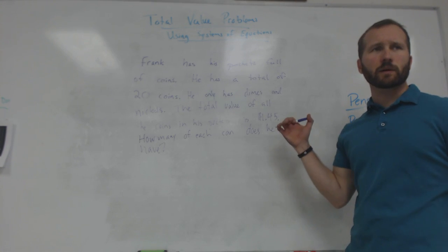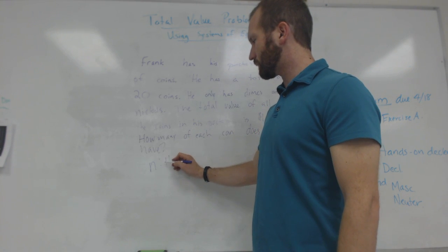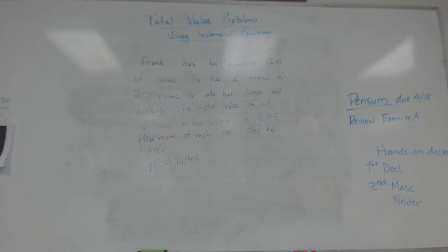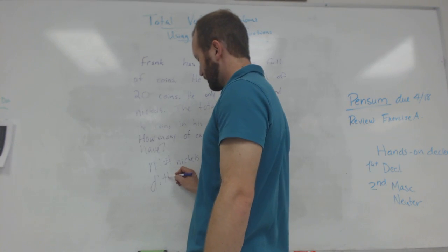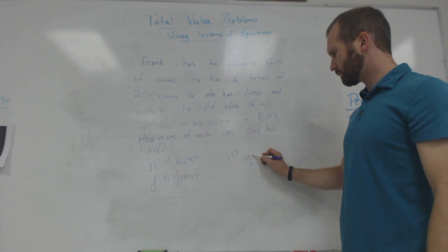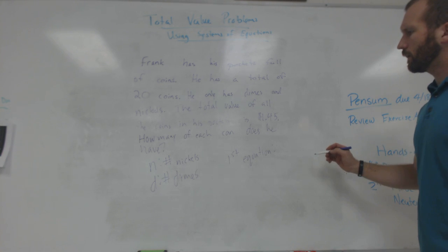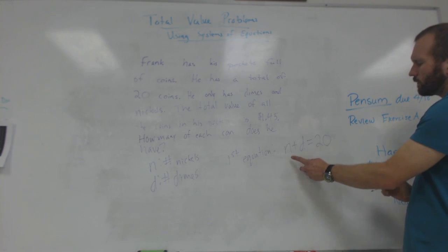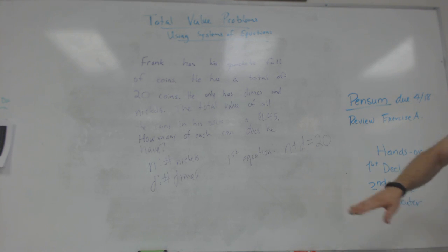So here's one equation that we could write from this. We're going to use n to represent the number of nickels. We're going to use d to represent the number of dimes. So our first equation could say n plus d equals 20. The number of nickels plus the number of dimes is 20. He has 20 nickels and dimes.